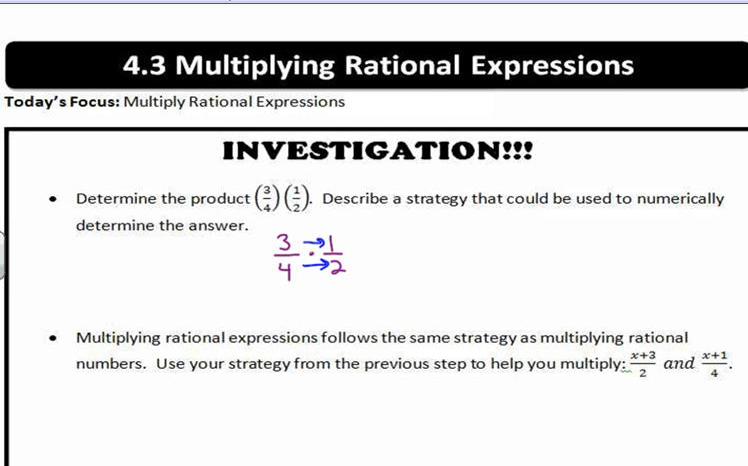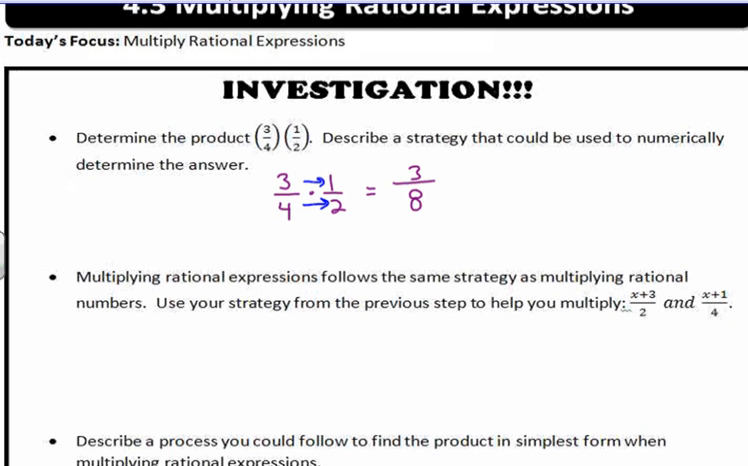Okay, 3 times 1. That's good. 3. And 4 times 2. 8. All right. So what I'd like you to do is try the same thing with the next one. So with fractions, we multiply straight across. So I want you to multiply these two together: x plus 3 over 2 times x plus 1 over 4.